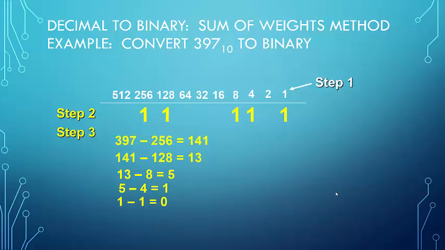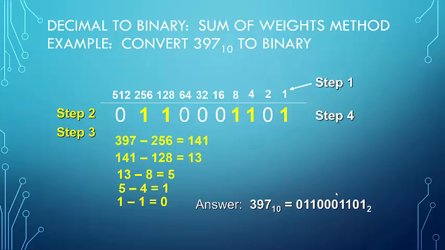The remaining positions then are filled with zeros because those bits are not 1. Notice this is an odd number, so my least significant bit is a 1, as it will be with all odd numbers in binary. But that's the sum of weights method for converting 397 to binary. Leading zeros, such as the one in the 512 space, are optional.